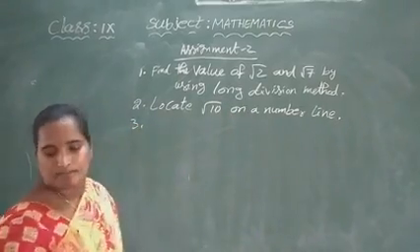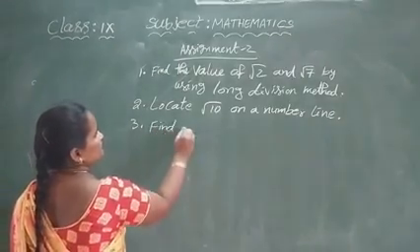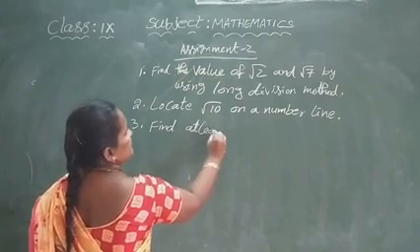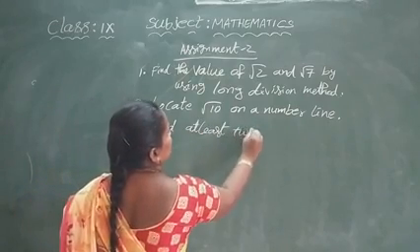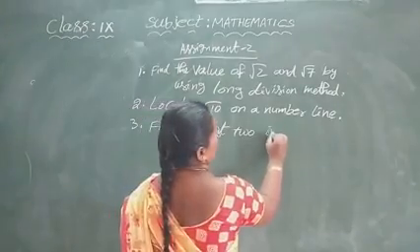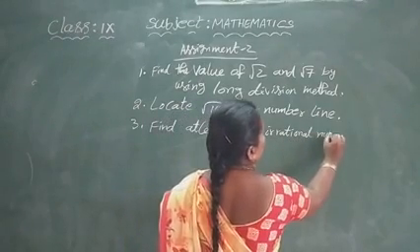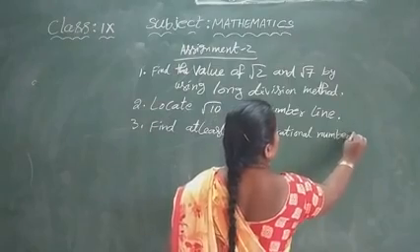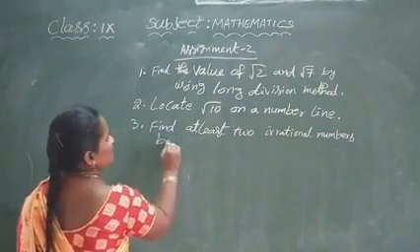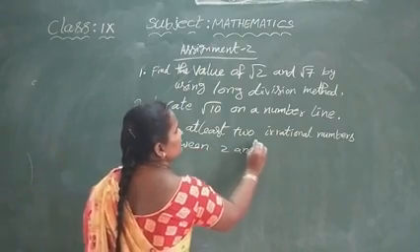Next, third one: find at least 2 irrational numbers between 2 and 3.